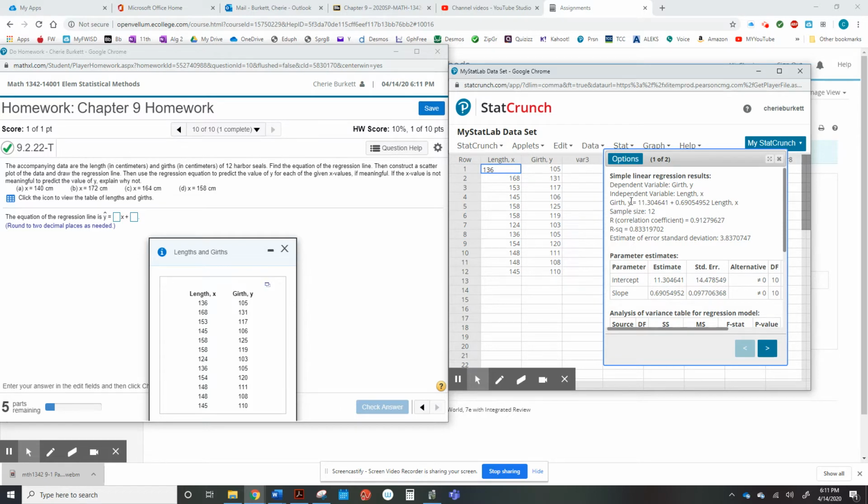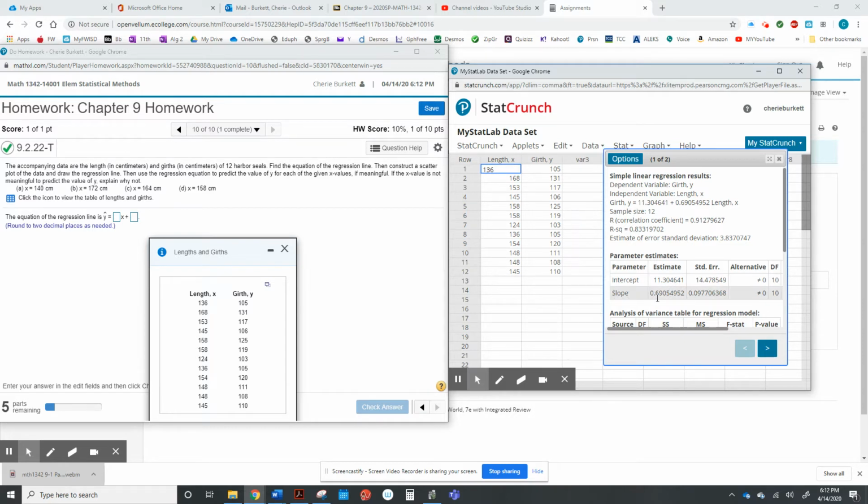And here it gives you the equation. Pay attention. They're putting y hat, and that's what statistics does. They do a y hat. That's just the statistics symbol for a regression line. They want the slope first, so be sure you're putting this number first. They put the slope first. And it says round to 2 decimal places.